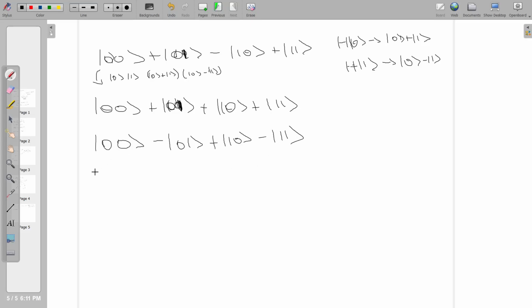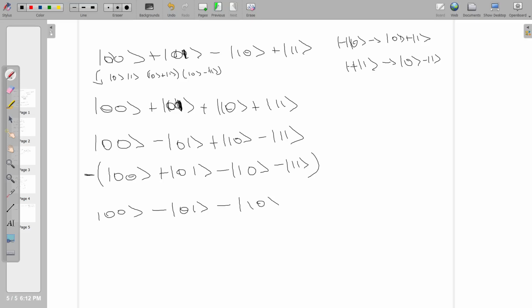Now keep in mind this has a negative in front of it already. So we can just do this one, 1, 0, and 1, 0. And now this one is going to have a negative in front of each of the values because it's a double 1 state. Okay, now let's add them up to get this final state.